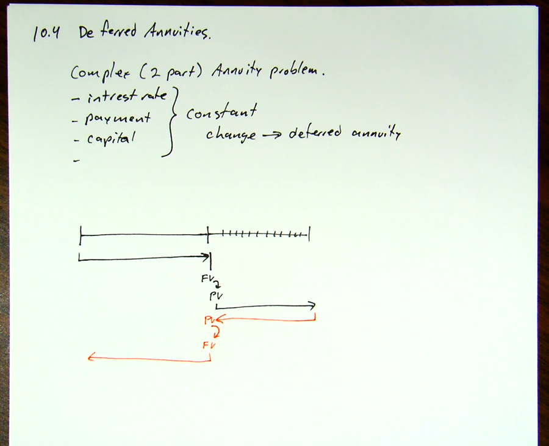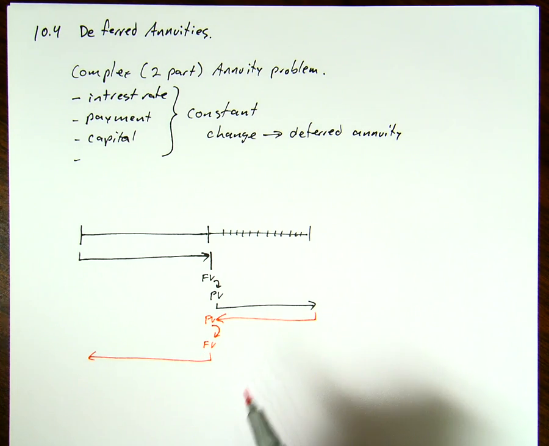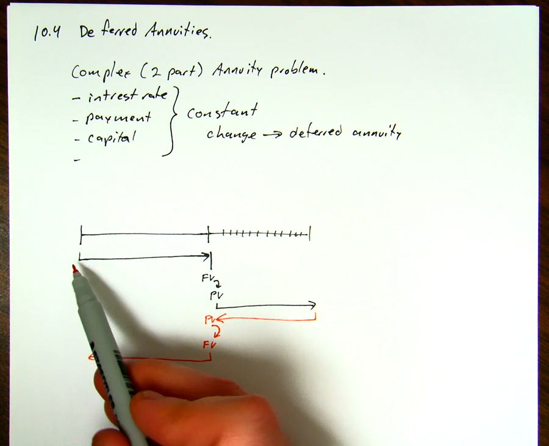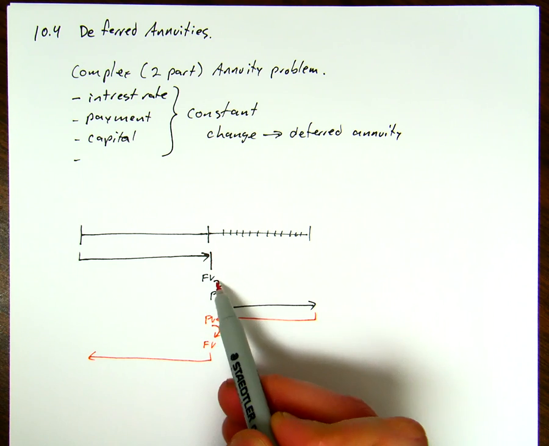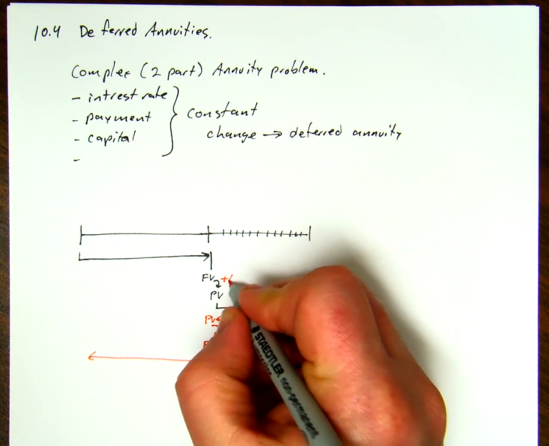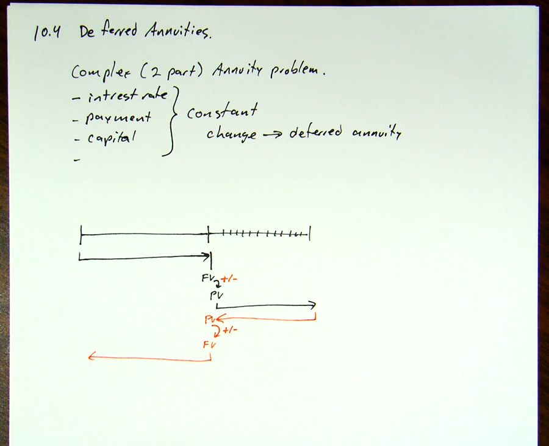So a deferred annuity is basically solving something for one half, making some change in your calculator, and then solving the second half. We also know that if we change this from a future value to a present value, if I have a positive present value here and I go here, the future value is going to be negative. So every time I do this, I'm probably going to use the plus or minus button on the calculator to continue on with an annuity problem.